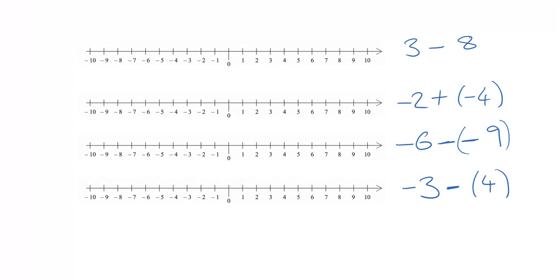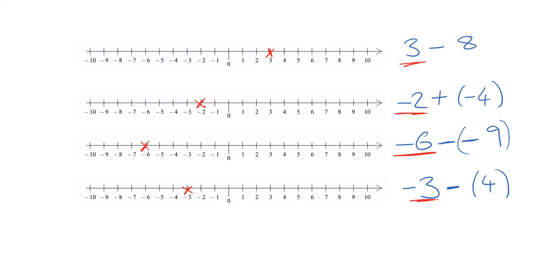So first of all, in each one of these, I'm going to do them all at the same time. The first thing to do is to mark on where we start. So this one is going to be starting at 3 on the number line because this number is 3. The next example will start at minus 2 because we have a minus 2 there. The next one at minus 6. And the next one is going to start at minus 3.